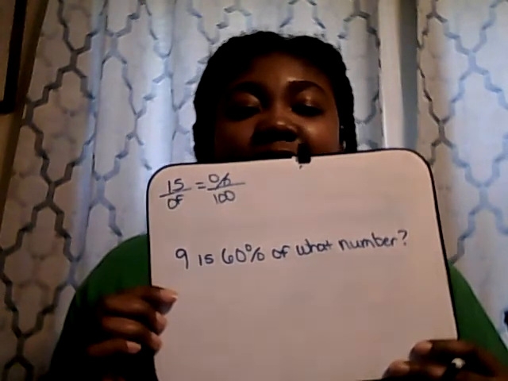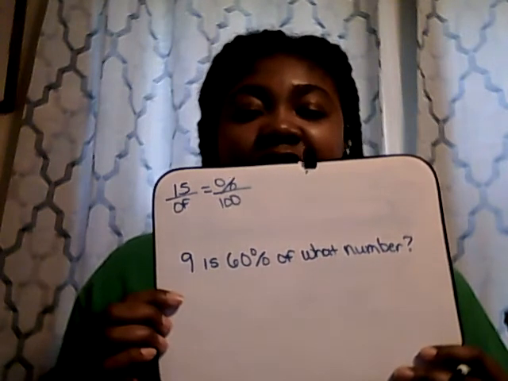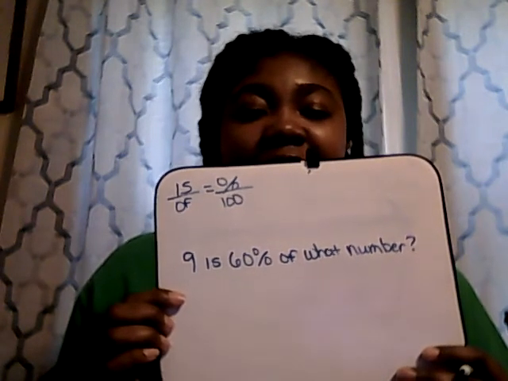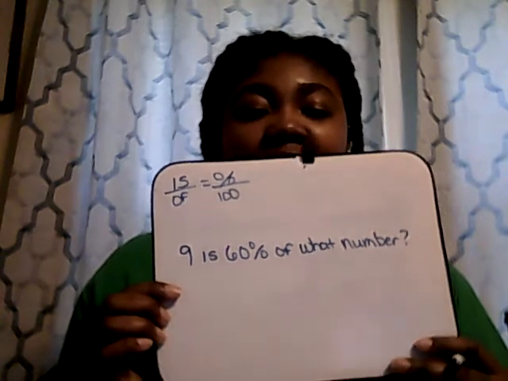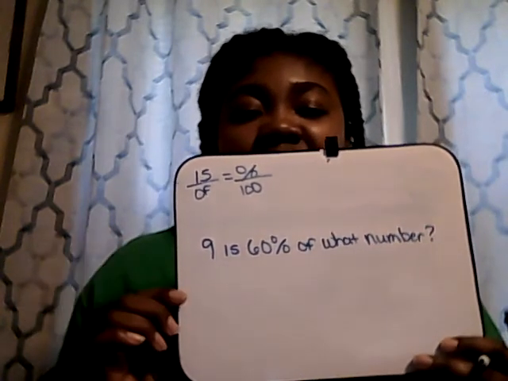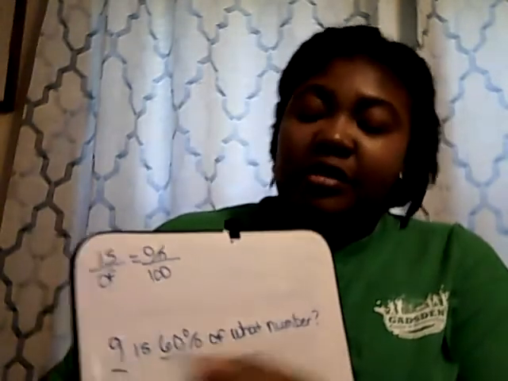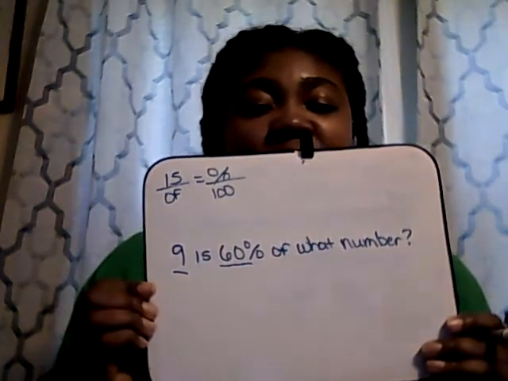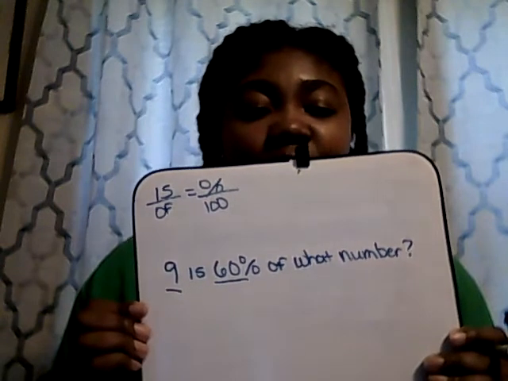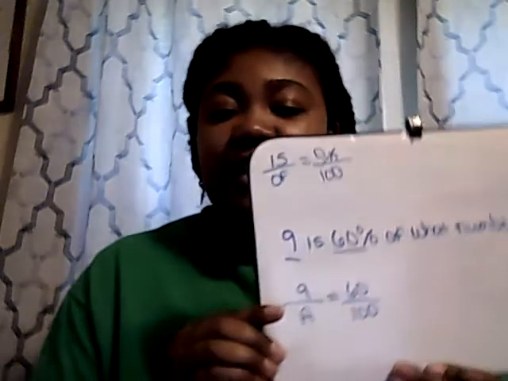This one says 9 is 60% of what number? Let's figure out the information that it's already given us. It's giving us the percent, which is 60. And it says 9 is, so I have my is. I know that I'm looking for the of. So I'm going to plug this into the formula, and this is what it will look like.